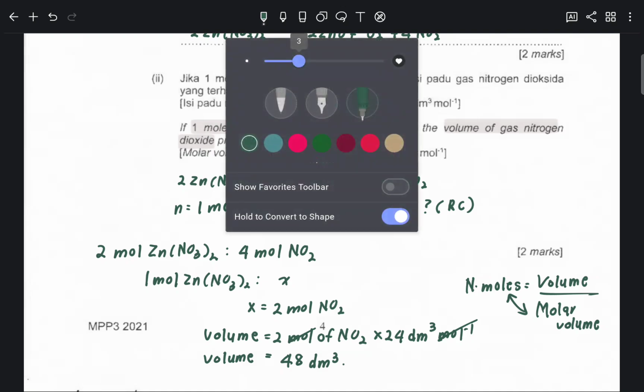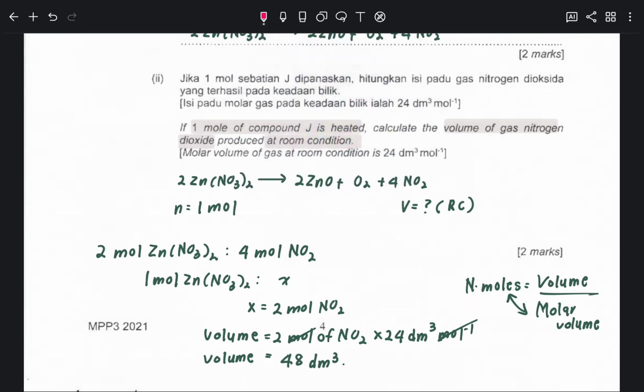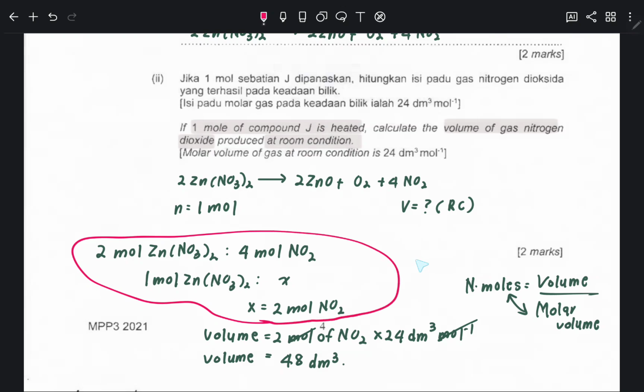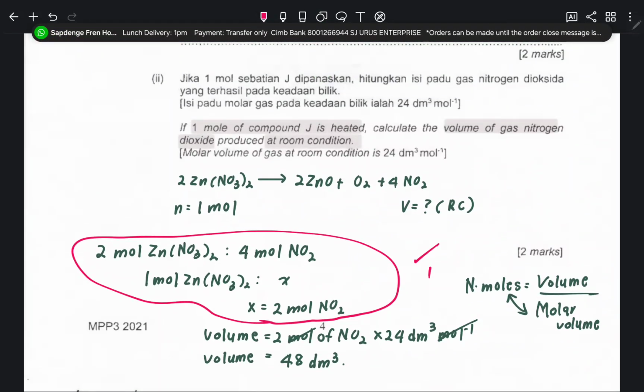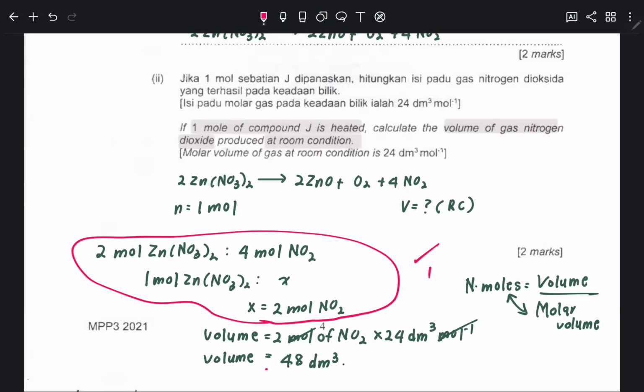So how you get marks for this question, I want to show. Your first mark is your complete mole ratio. This whole step is your first mark. Then your second mark is you calculate your volume with the correct value 48 and the correct unit. Both of these things must be there, then you'll get your second mark. So that's it. As simple as that, you will get your 2 marks.